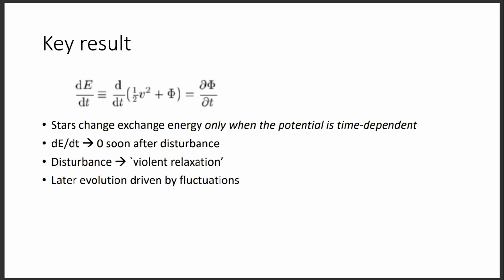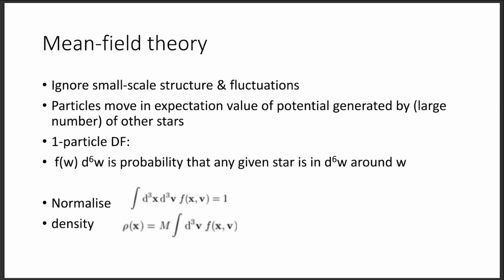It's relaxation in the sense of a shuffling of energy and whatnot between stars, and it's violent in the sense that it's organized. It's organized fluctuations of the whole system that does it. The later evolution, after the system has settled down, is driven by much smaller fluctuations, for example, associated with Poisson noise, and we will talk about that.